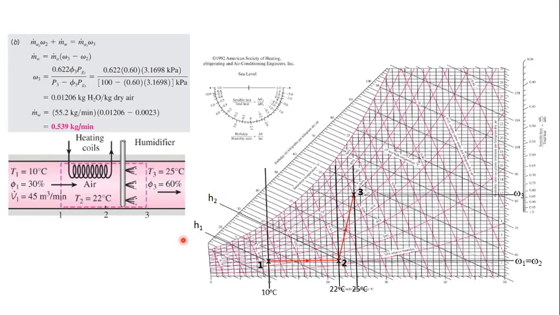But always take note that if you use the psychrometric chart, the accuracy of the answer obtained all depends on our skill of plotting the point and reading all the properties. So that is the example for the case of heating and humidifying.